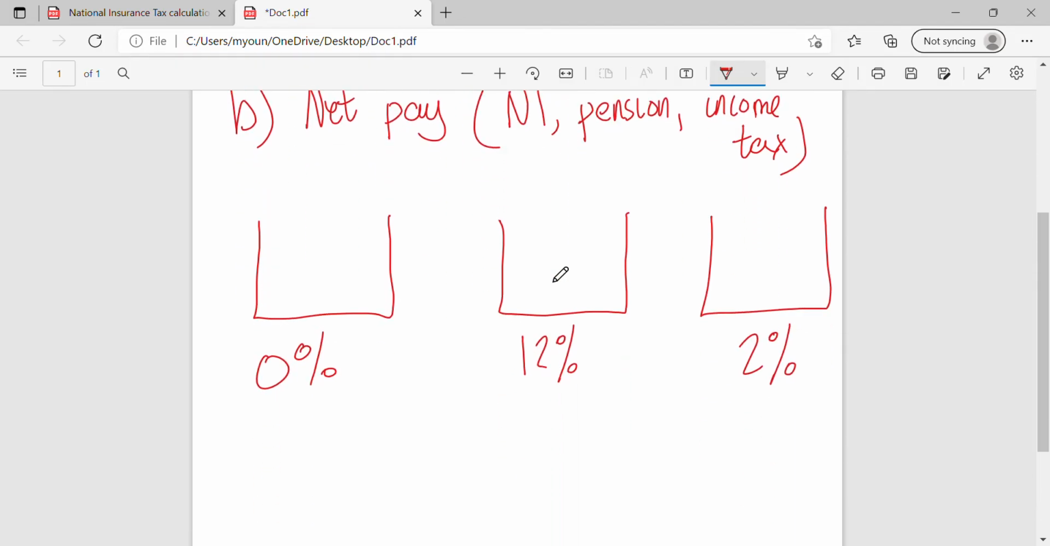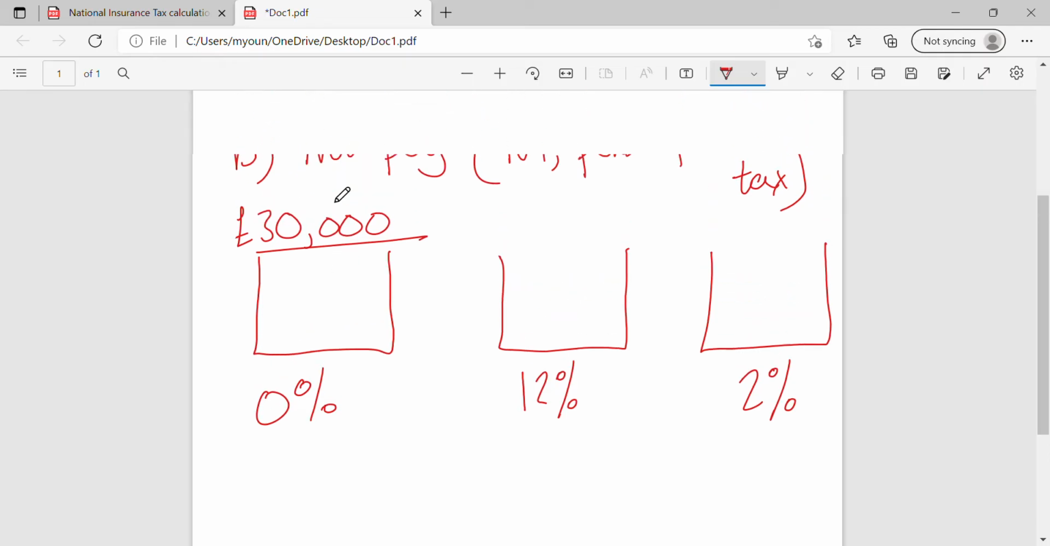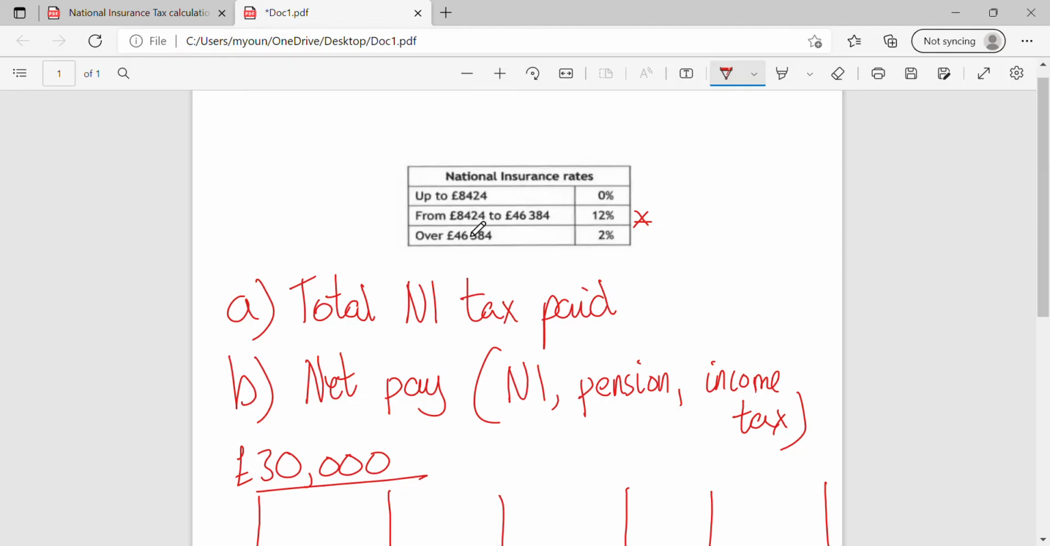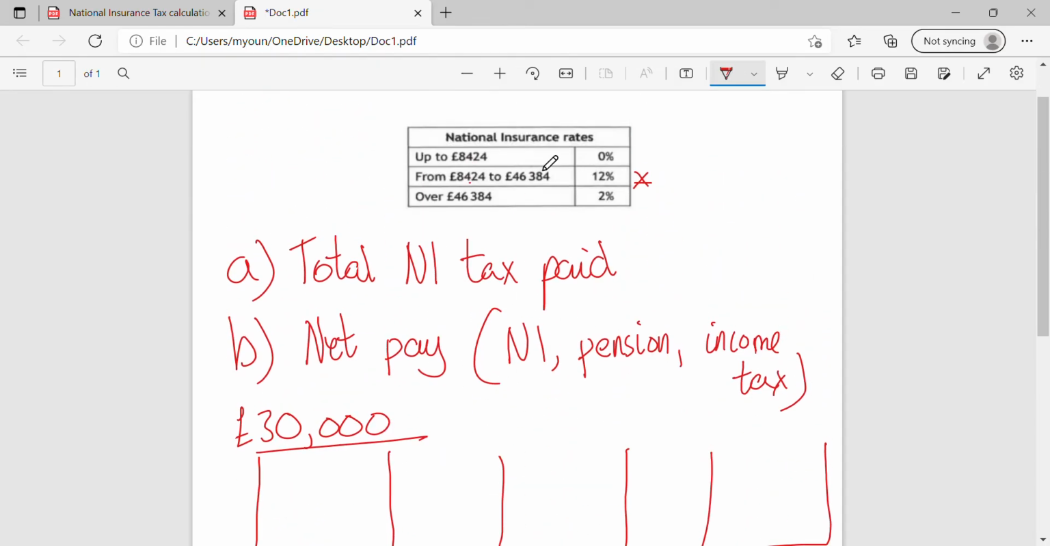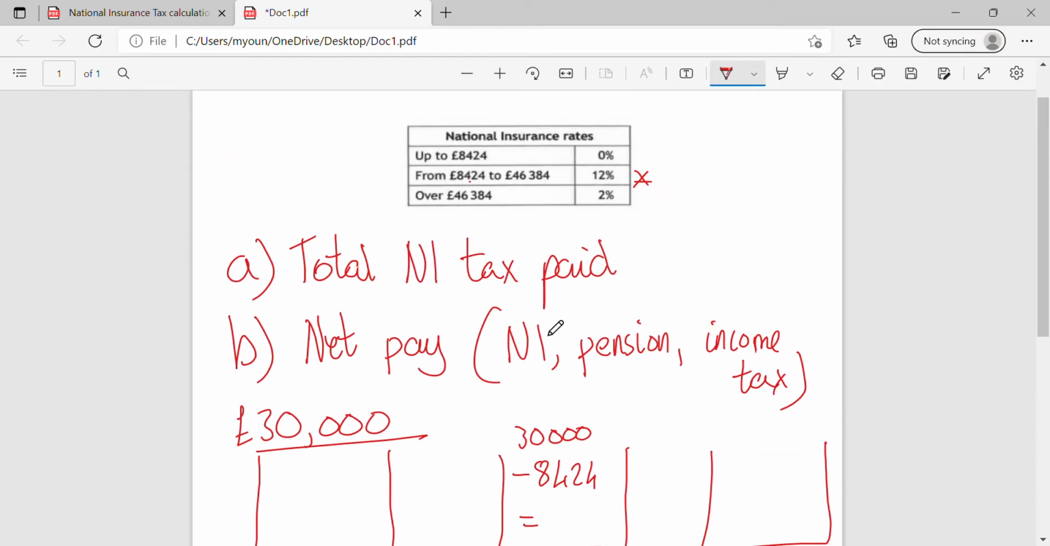So if we took a wee example and used £30,000, and the information up above on the screen, anything from £8,424 to £46,384 is taxed at 12%. So that would fall into this bucket. To work out how much money is in that bucket, the lower limit is £8,424 and they earn £30,000. So it would be £30,000 minus £8,424. That tells us in that bucket we've got £21,576, and that's getting taxed at 12%.